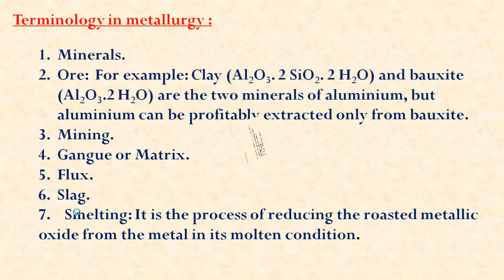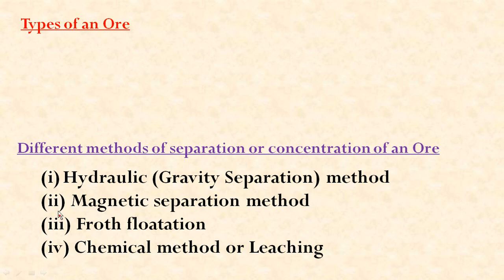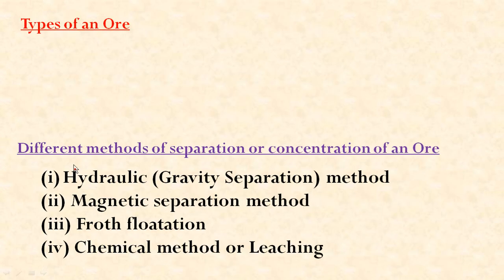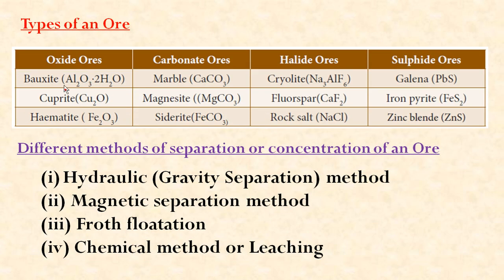The last one is smelting. Smelting is the process of the reduction of roasted metallic oxide into metal in a molten condition. For example, Fe2O3 reduces to form Fe, iron. So, this process is known as smelting. So, these are the terminology of metallurgy.